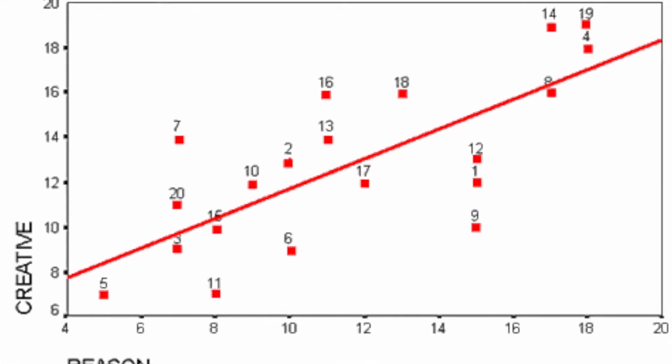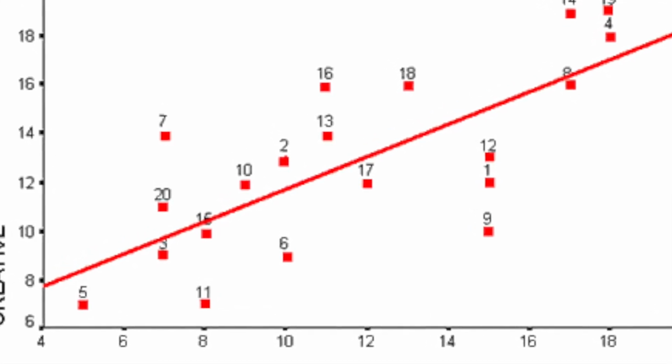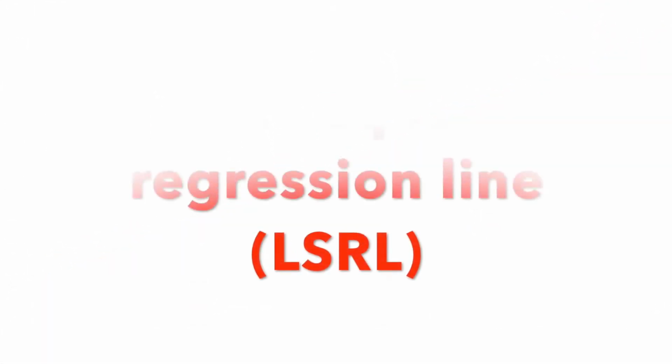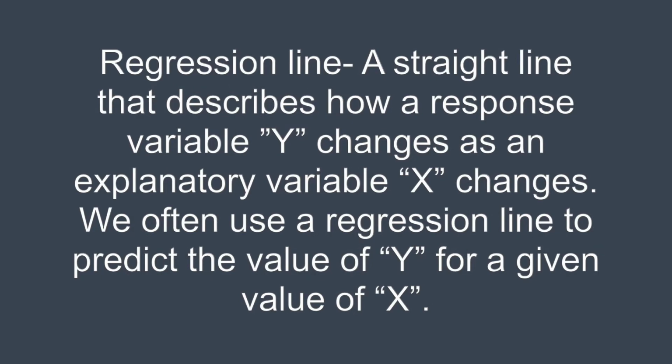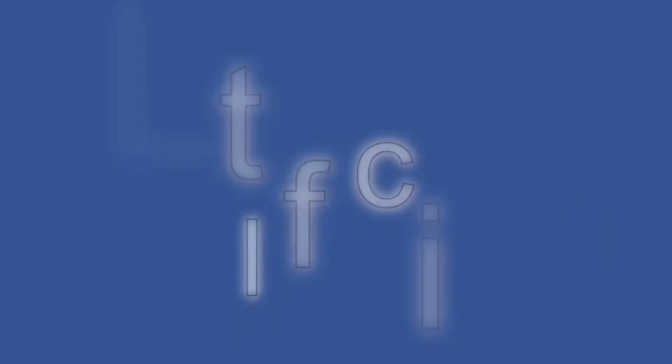When observing a scatter plot, often a trend is apparent. Statistics uses a least square regression line to summarize relationships between two variables. A regression line is a straight line that describes how a variable y changes as an explanatory variable x changes. We often use a regression line to predict the value of y for a given value of x.